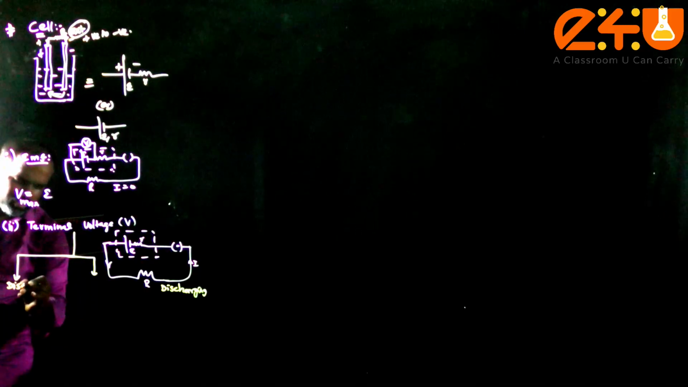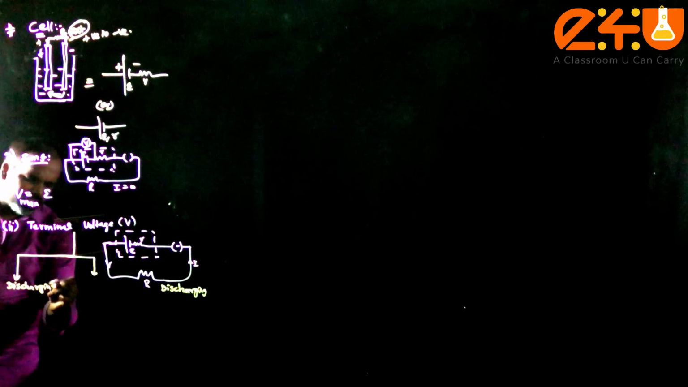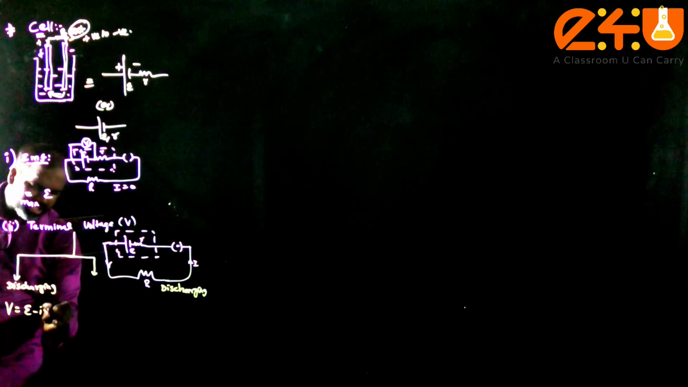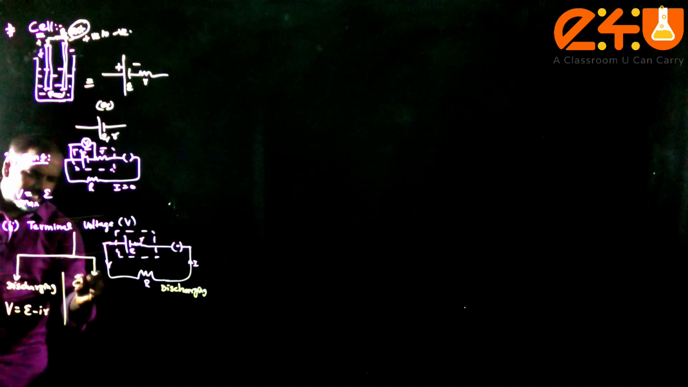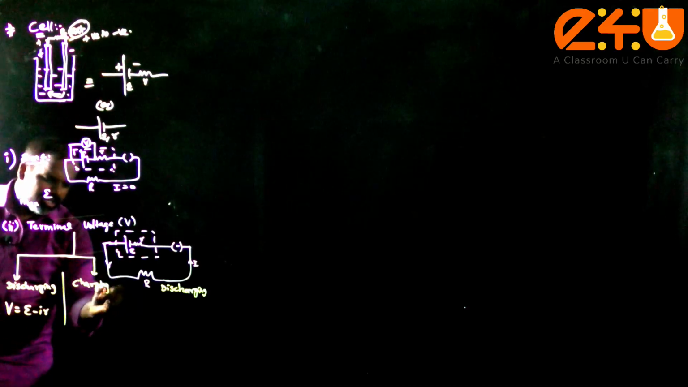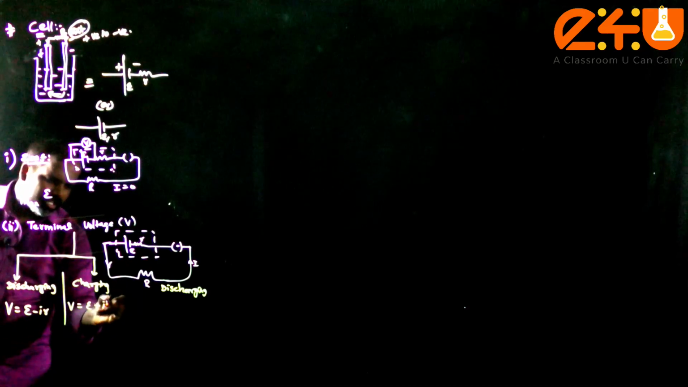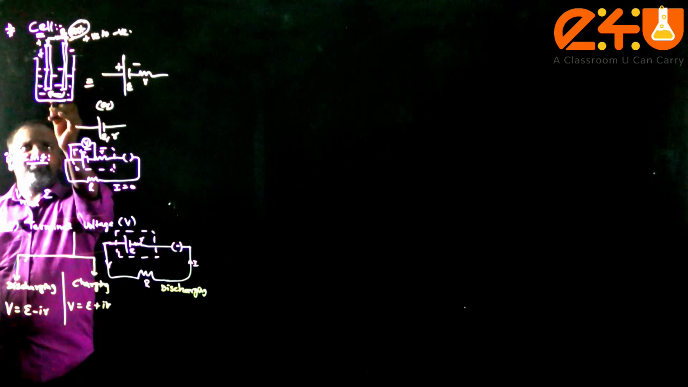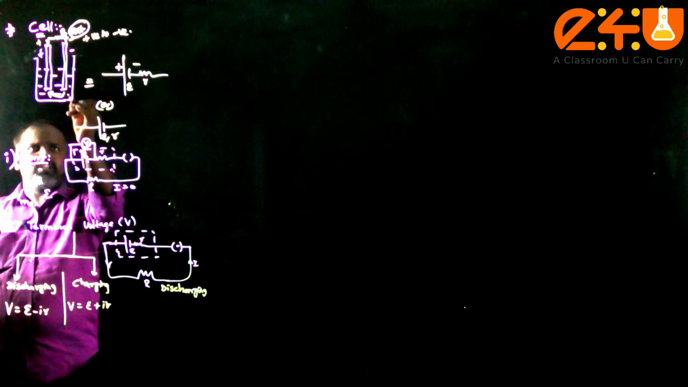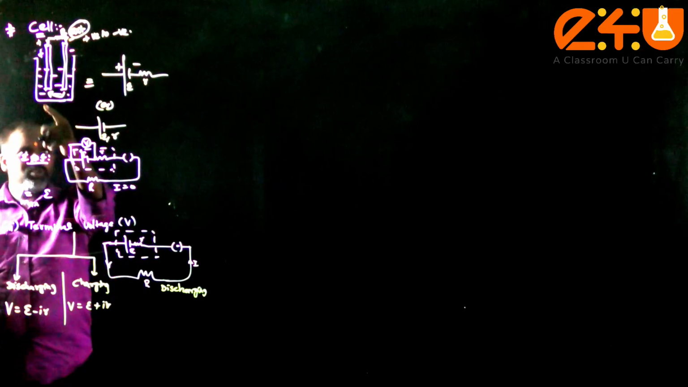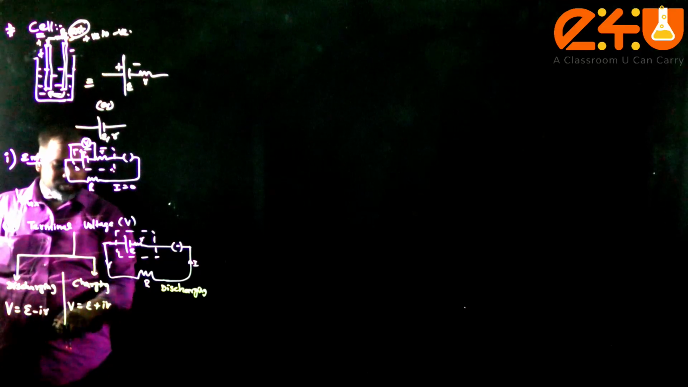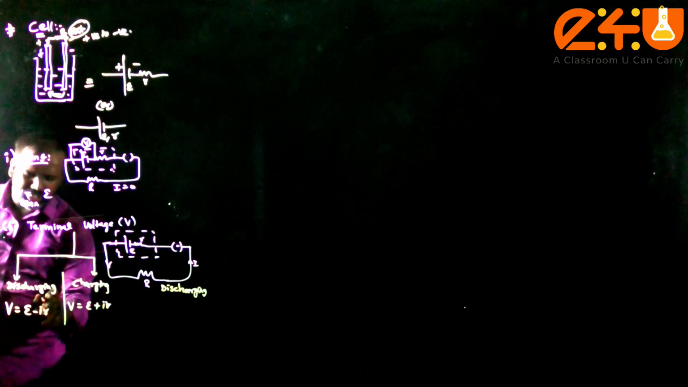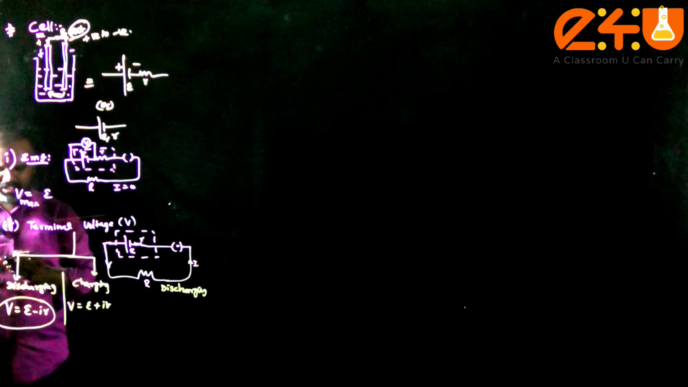So for the discharging process, the expression for terminal voltage is given by V is equal to E minus Ir. For the charging process, the terminal voltage is E plus Ir. That means during the charging process, the current will go from positive to negative of the electrode. Since the current direction changes during the charging process, that's why this minus becomes a positive sign. These are the two important relations we need for further discussion.